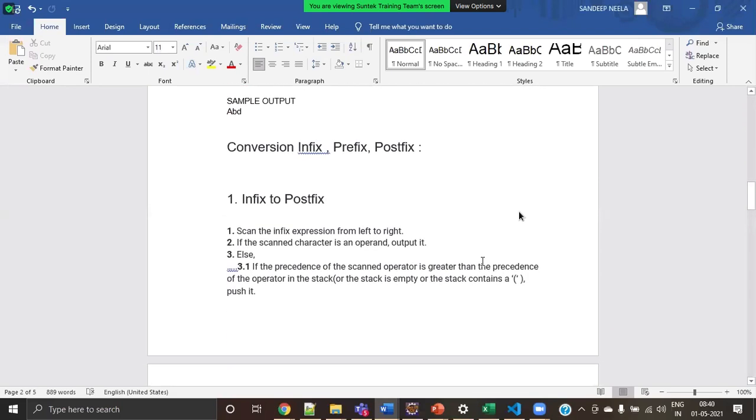Next problem, conversion of infix to prefix and postfix. So how many of you know infix, postfix and prefix? Okay, let me explain about infix then.